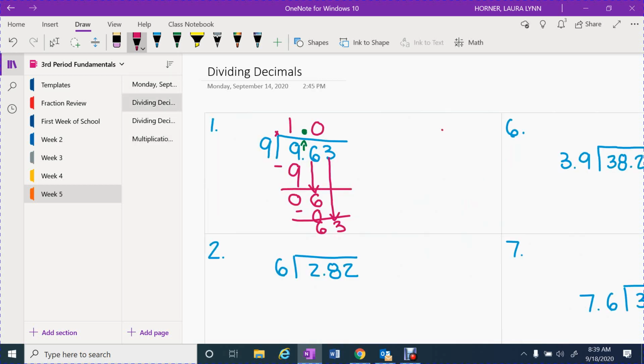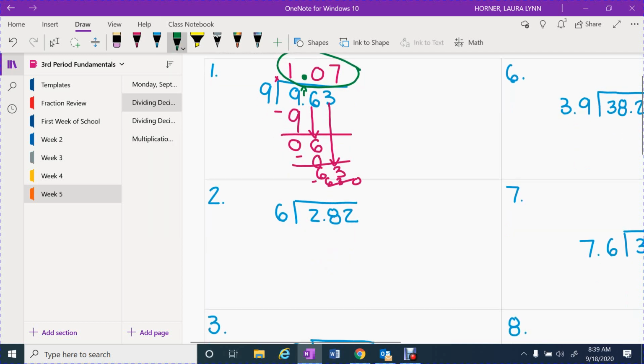So back to our division problem. At the top of our house, we get 7 jumps of 9 gets me 63. Oh no, I didn't leave enough room. And when I do 63 minus 63, we get a final answer of 0. So our complete answer is 1.07. I got to write smaller next time.